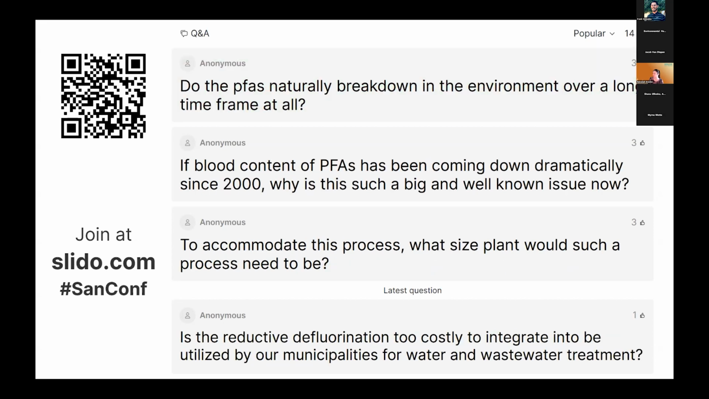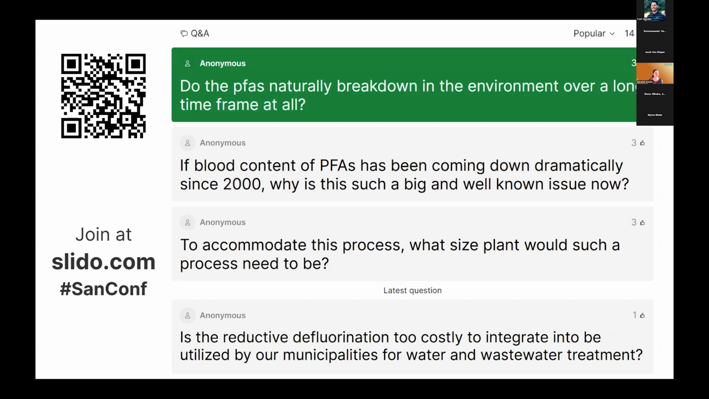Okay. All right. Do the PFAS naturally break down in the environment over a long time frame at all? Oh, does it break down? Well, I can answer that in two ways. Way number one, there are thousands of different PFAS molecules, and they're all different. Some of them are going to break down more readily than others. And if you have something like PFOA or PFOS, that's going to be the slowest. It's completely perfluorinated.